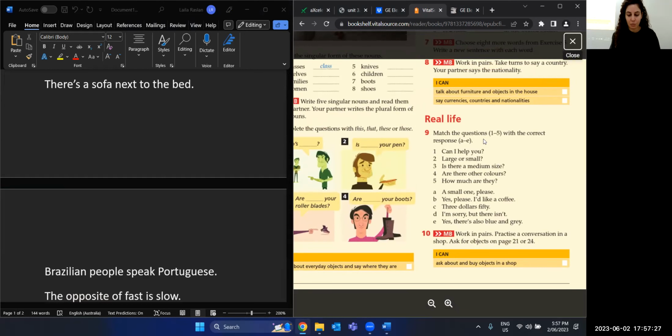Let's look at number 9 and then we'll do the extra materials. So let's match these questions. So remember what we were talking about at the shops earlier in the week. When we go shopping, we can ask, how do we ask for information about something? How do we ask if we want more? How do we ask if we want a different color, a different size? So number 1, can I help you? What would the response, that means the answer, what would that be? Can I help you?